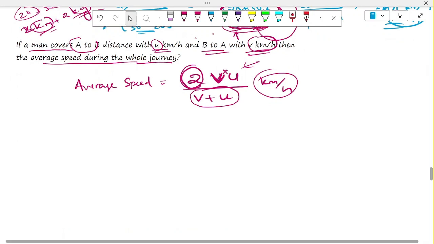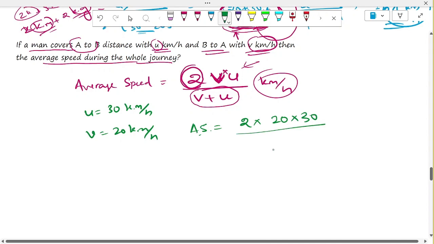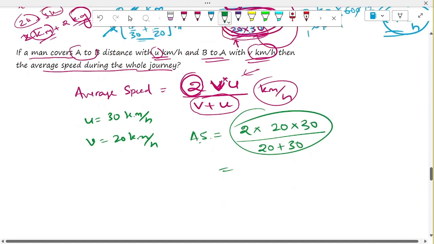In the given question, what is V and U? U was equal to what? 30 kilometer per hour, and V is equal to what? 20 kilometer per hour. Just check if we get the same answer or not. Average speed is equal to 2 into 20 into 30 divided by 20 plus 30. It is the exact same formula that we have got here.